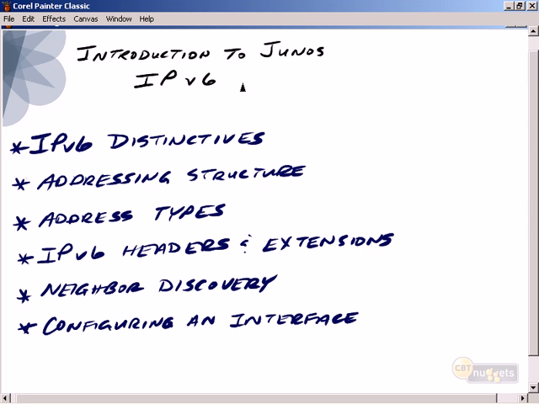CBT Nuggets JNCIA Series, Introduction to Junos IPv6.